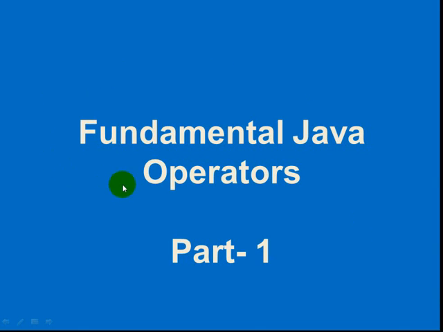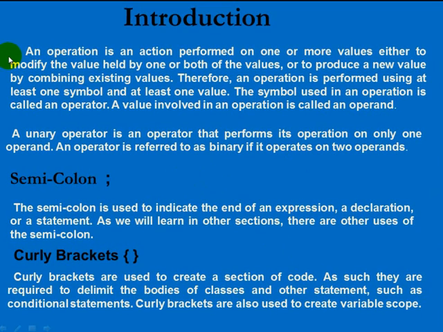In this video presentation, we shall discuss fundamental Java operators. So we shall start with the term operation. An operation is an action performed on one or more values, either to modify the value held by one or both of the values, or to produce a new value by combining existing values. Therefore, an operation is performed using at least one symbol and at least one value.